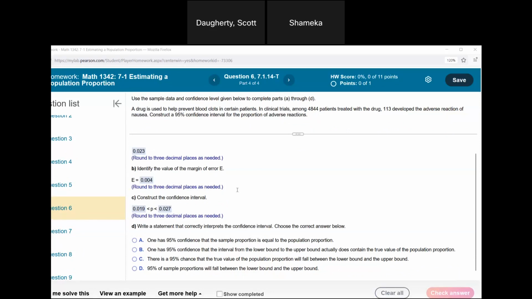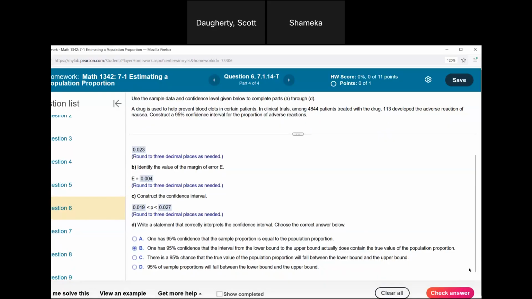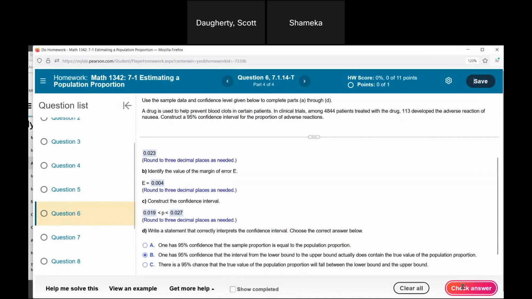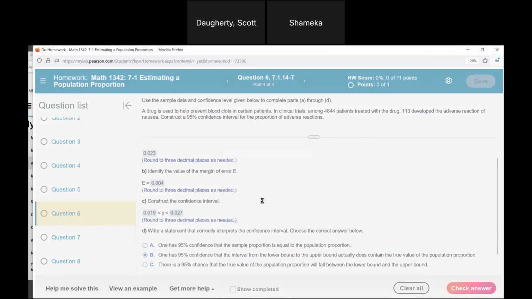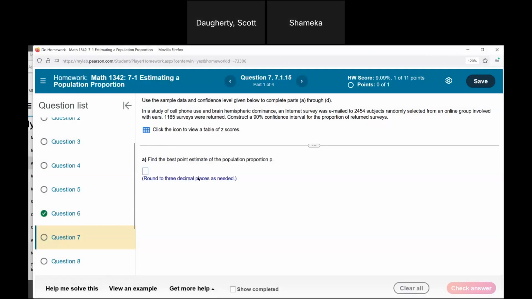So one has 95% confidence that the interval from the lower bound to the upper bound actually does contain the true value of the population proportion. So it's B, right? Okay. All right. So that's how you do that kind of problem.